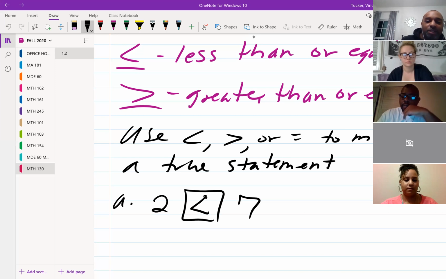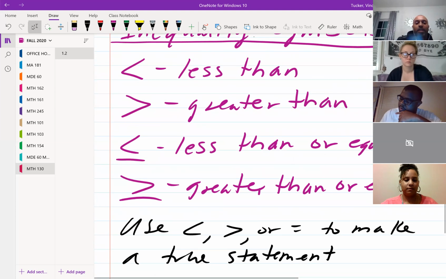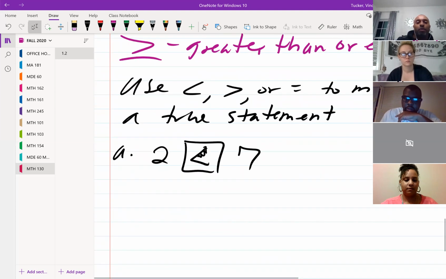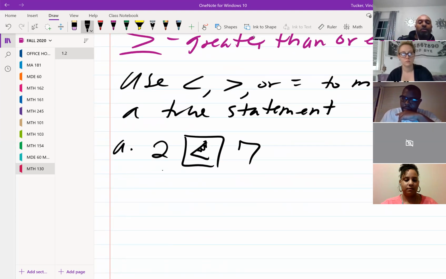And I remember they put the teeth up here. One teacher told me it was an alligator. Another teacher told me it was a shark. So the mouth is always going to be open to the greater number. The mouth of your symbol will always be open to the greater number. So whether you remember the words or not, that doesn't matter if you hold true to that. So this reads 2 is less than 7.